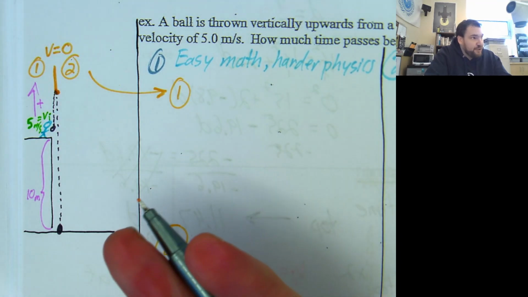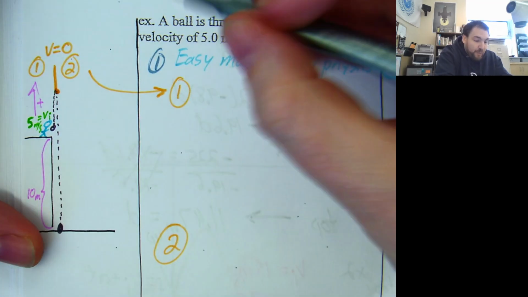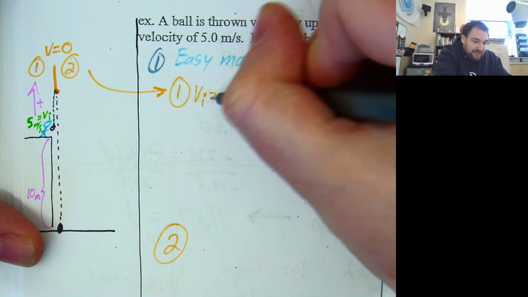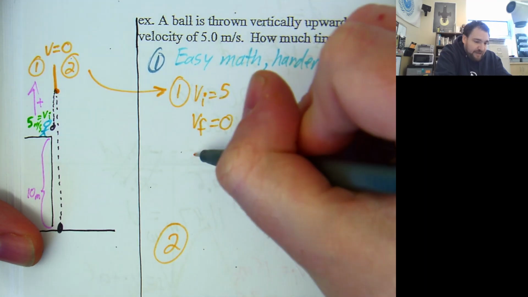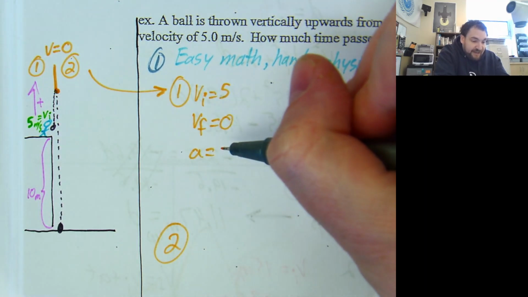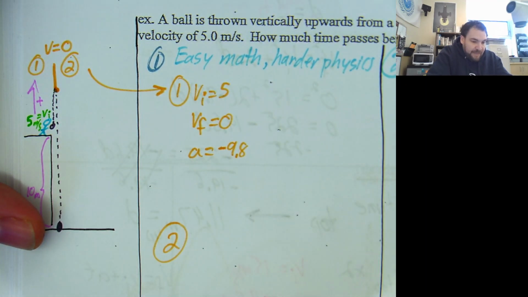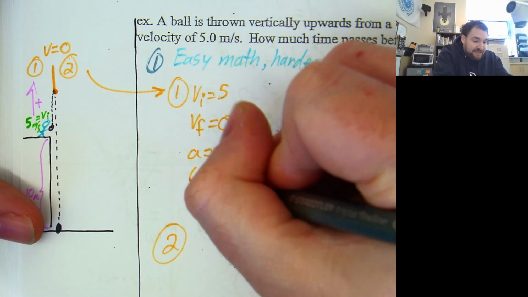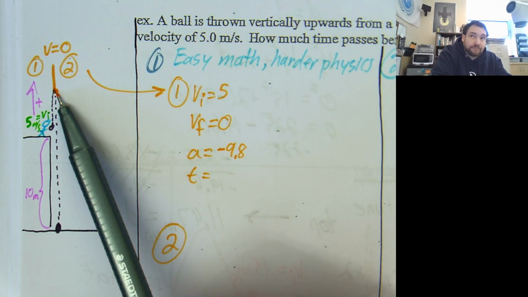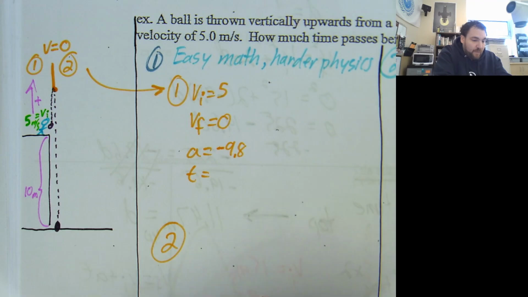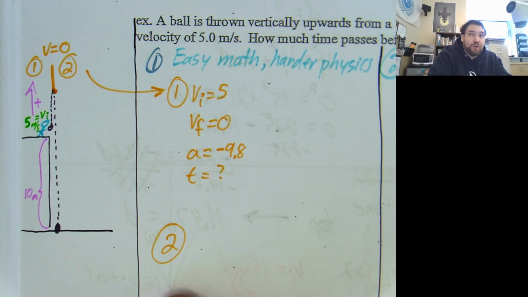So by setting this thing up into two problems, here's what you can say. For part 1, it's from where it was thrown to the top. We can say that the initial velocity is going to be 5. The final velocity is equal to 0. The acceleration is, because the way we set it up was positive, going to be negative 9.8. And we're looking for the time it takes for the ball to make it from here to here. We're going to find that in a second, but let's set up part 2 right away.